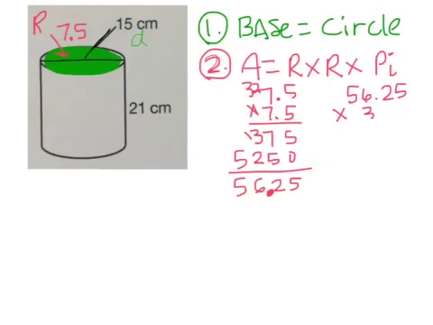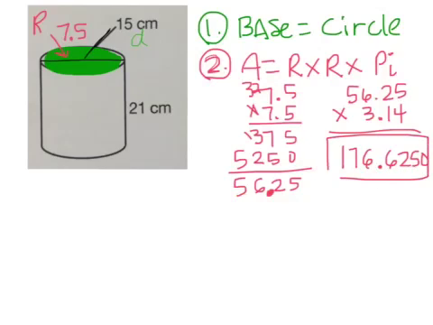56.25 times 3.14. Now, when you work this all the way out, so that the video doesn't go on forever, you should get 176.6250. Now, to put the decimal in, we need to look back in the question. I've got a 2 and a 5 behind the decimal. I have a 1 and a 4 behind the decimal. Altogether, that's 4 numbers. So in my answer, I also need 4 numbers behind the decimal. So if you notice right now, 6250, those are my 4 numbers behind the decimal. This is the area of my base.